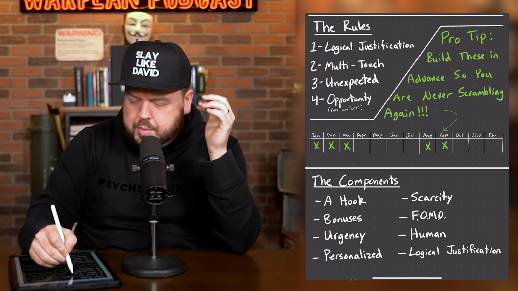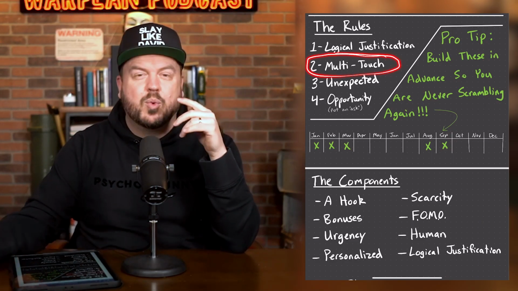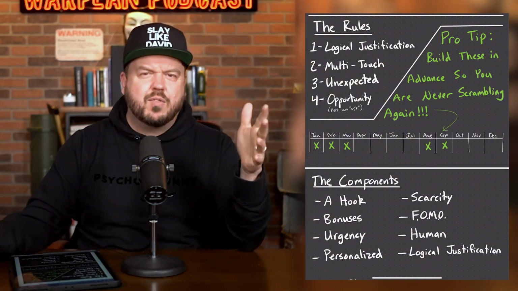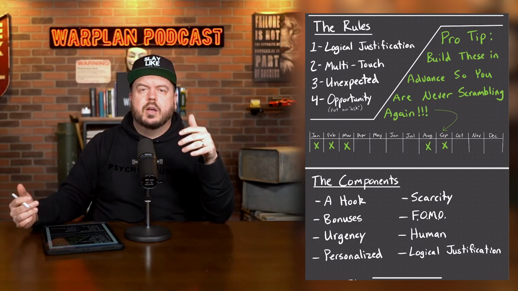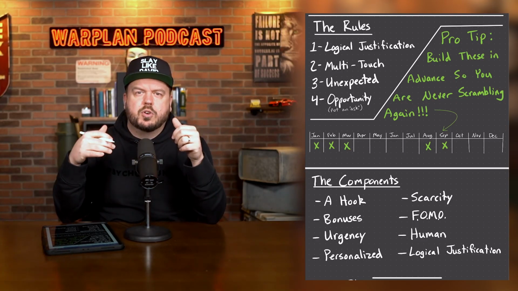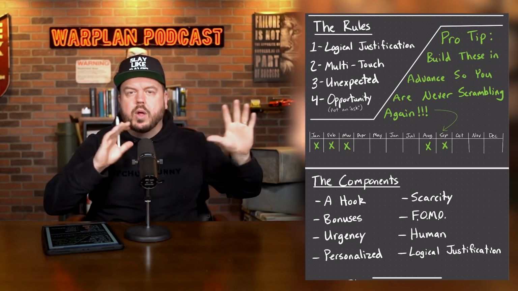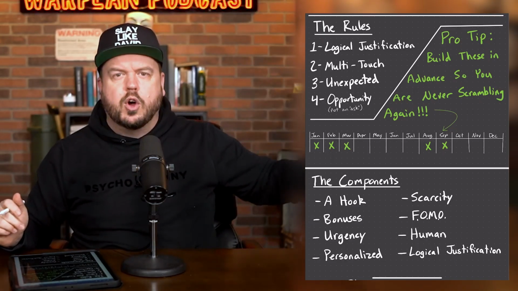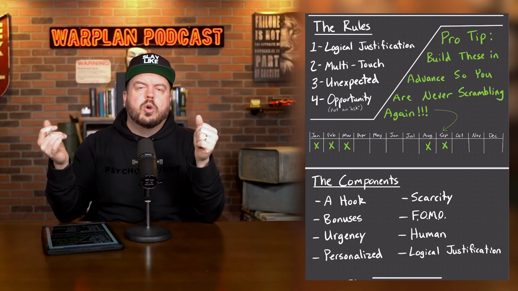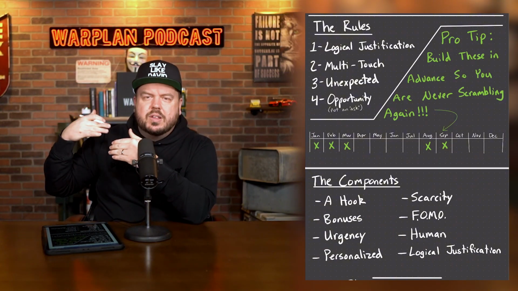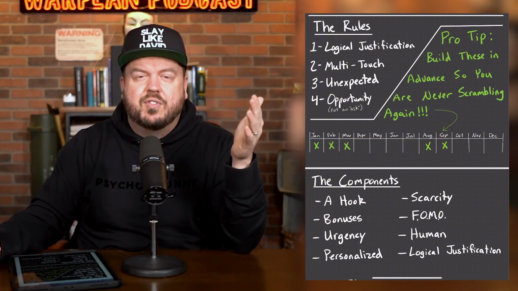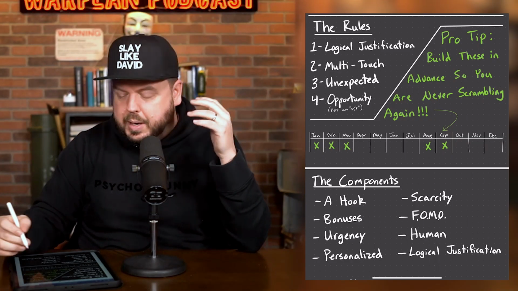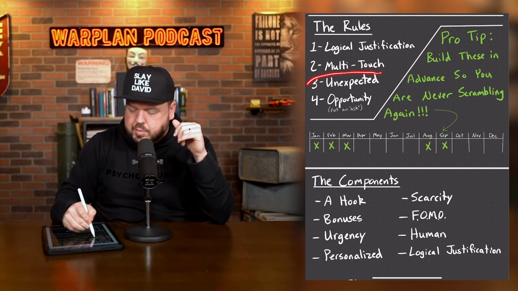The second rule is to make it multi-touch. We never send one, ever, never, ever. We send a series of sequences when we're doing a campaign, right? If you're sending a newsletter or just a general update email, that's one thing. You can send one of those. But when you're doing any kind of email where you're trying to get money, we're going to have a reason to send more than one, because you're going to make 3, 5, 7, 10, 15 times more money by doing it this way. I think I mentioned it needs to be unexpected.